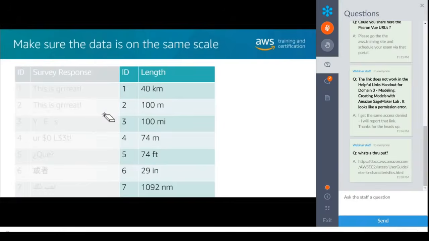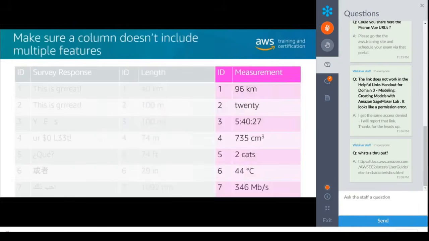Here, you might also want to make sure the data is on the same scale. Here we have nanometers, inches, feet, meters, miles, meters, kilometers, right? So what's going on here? Let's see if we can turn this all into, I don't know, let's say centimeters or something like that.